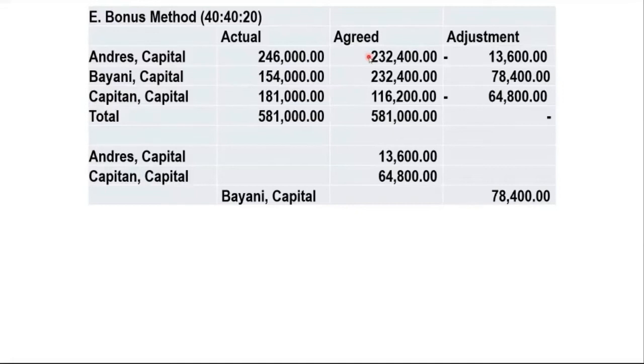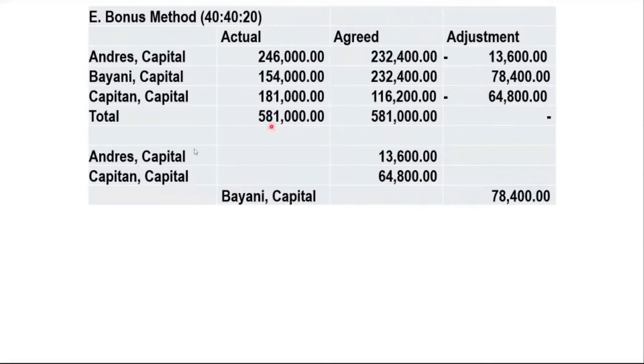So that's 232,400 para sa ating 40% for Andres and Bayani. And then Kapitan will get 20%, so that's 116,200. Adjustment will be as follows. Deduct 13,600 kay Andres, increase Bayani by 78,400, and decrease Kapitan's capital by 64,800. So ito yung adjustments natin.